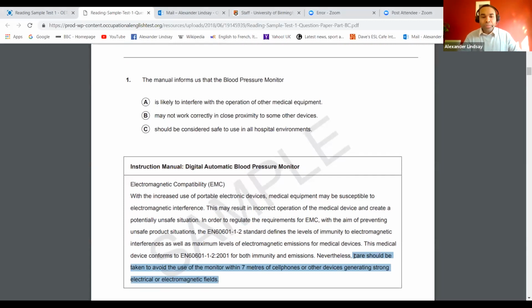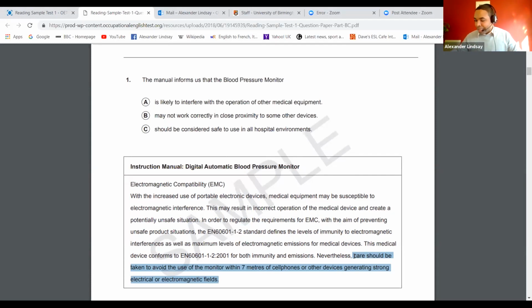"Nevertheless, care should be taken to avoid the use of the monitor within 7 meters of cell phones or other devices generating strong electrical or electromagnetic fields." So just to break this down a little bit then in terms of how it works in relation to paraphrasing, option B says close proximity. Close proximity has been paraphrased with the reference to 7 meters. So 7 meters is obviously pretty close, isn't it? Close proximity, 7 meters is how that has been paraphrased.